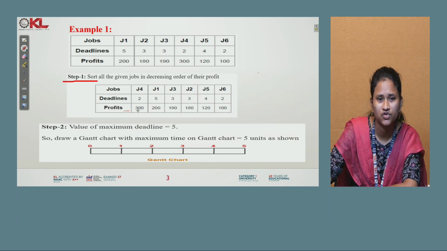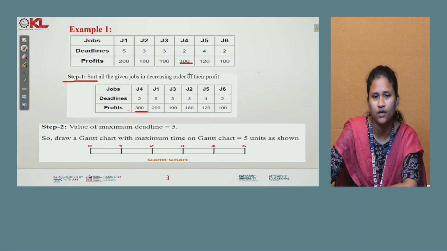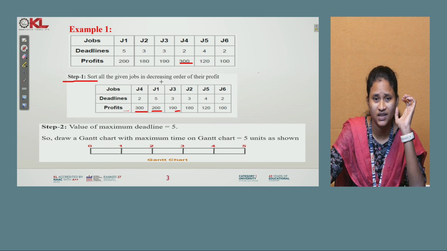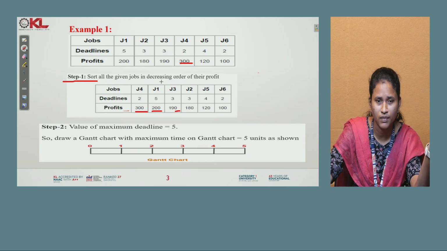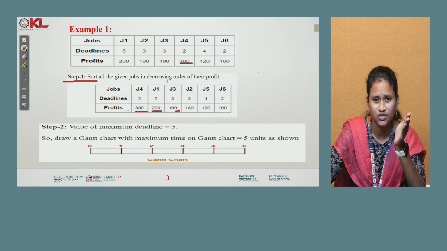Job 4 has the highest profit value here. Whichever has the highest profit value will be taken first, and then 200, and then 180. Like this we have to arrange the table. This is the initial step we have to do: the maximum profit value jobs come first, and in that order we arrange the jobs.